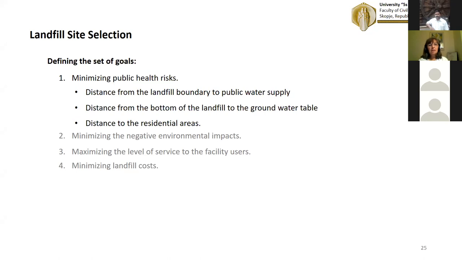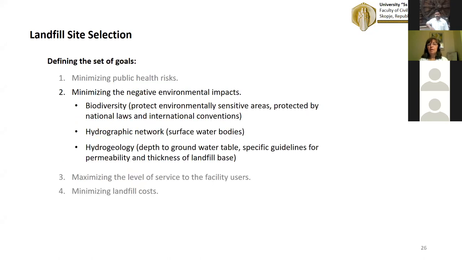The second set of goals is minimizing the negative environmental impacts. This goal can be achieved by protecting the biodiversity, by protecting the hydrographic network, like surface water bodies, rivers, and lakes, and also protecting the hydrogeology, like enabling enough depth to the groundwater table, then some specific guidelines for permeability and thickness of the landfill base.